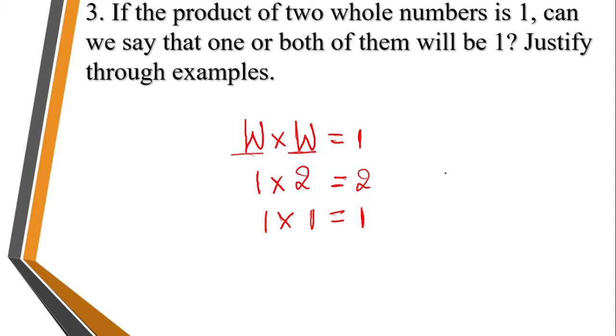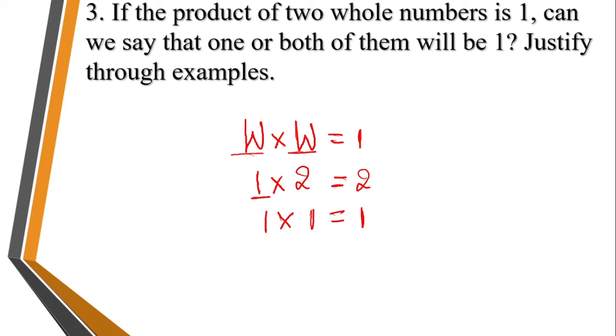Not only 2, if we take 3695 into 1, it will give our answer as 3695 only. So we are getting the answer as the number itself, right? So if our answer is the number itself, then our answer is not 1. But for the first statement, both of them will be 1. Here both of them are 1, and we are getting our answer as 1. For the first statement, it's true, but for the second statement, it's false.